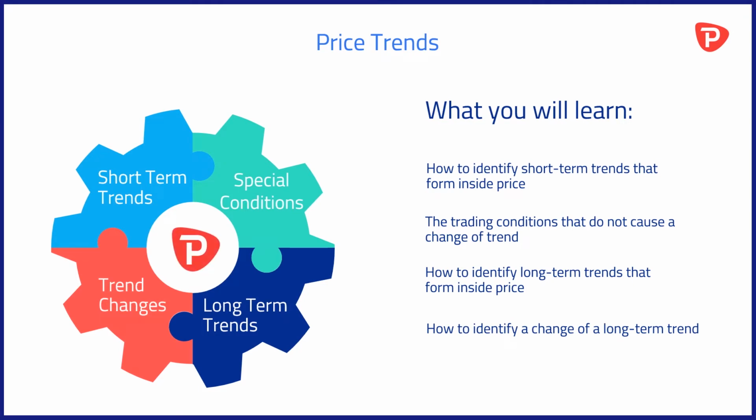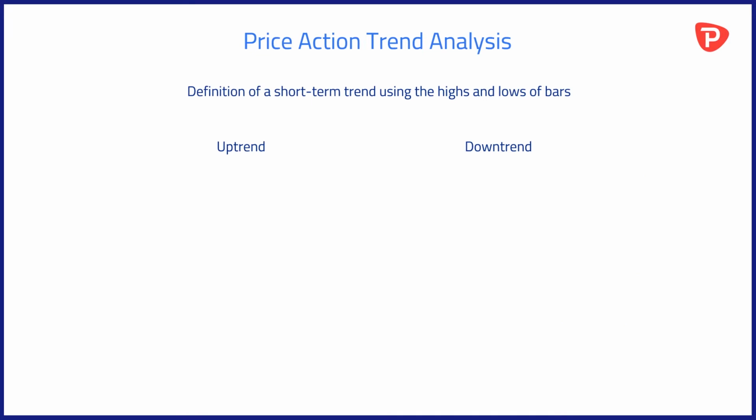Short-term trends are trends that form inside the price chart that use the most recent price action to determine their direction. A definition of a short-term uptrend is a sequence of bars that have higher highs and higher lows than the previous bar, as you can see on the example on the screen.